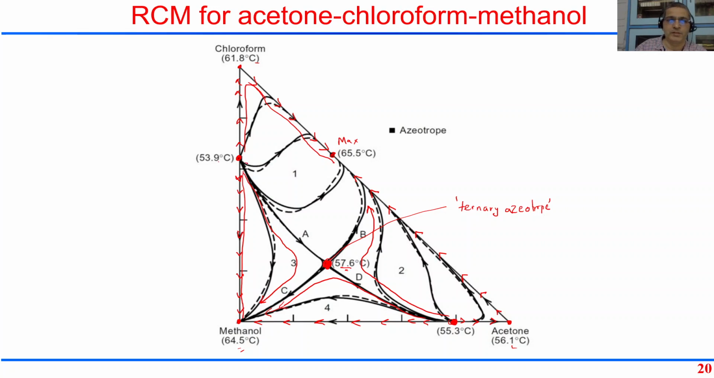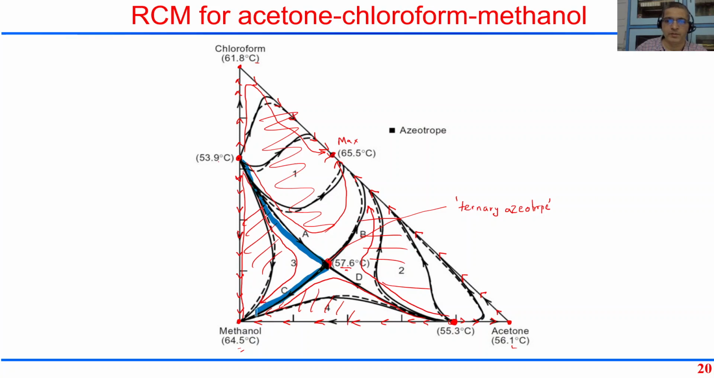Okay. If you are on this side, you will go towards this ternary azeotrope, but turn and go towards this maximum boiling azeotrope, because that is the least volatile composition, if you like, in this ternary diagram. So we are going to get four regions: one distillation region, one more, one more, one more. So four distillation regions and four distillation boundaries. So one boundary here, one here, one here, one here.